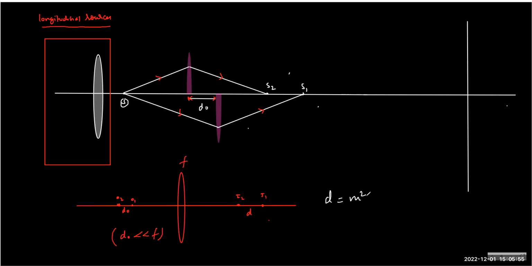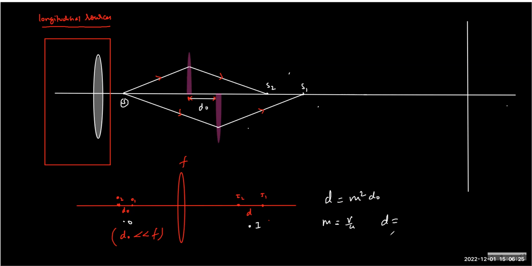d is magnification square times d naught. That's it. And the magnification remains the same. Yes, sir. Because the entire d is a single point and the entire d naught is also one point. So we are having one point and one point here, object and image. So this is the relation that we use. And you can use the lens formula again, in the same fashion.